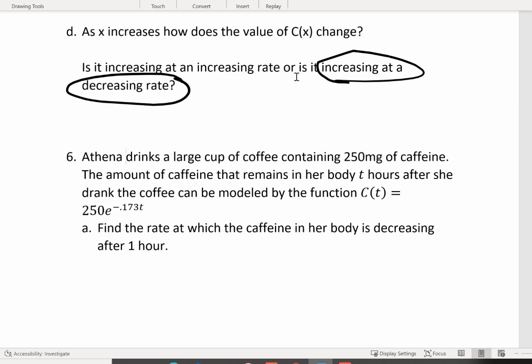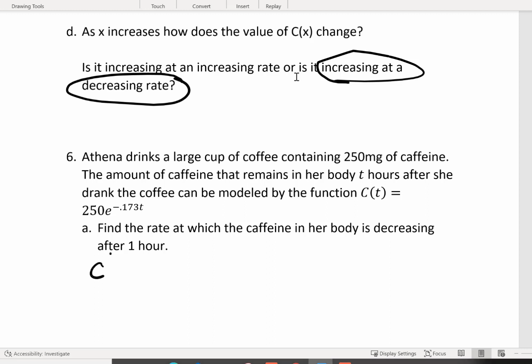Our last one says Athena drinks a large cup of coffee containing 250 milligrams of caffeine. The amount of caffeine that remains in her body t hours after she drank the coffee can be modeled by the function c of t is 250 e to the negative 0.173 t. We are going to first find the rate at which the caffeine in her body is decreasing after 1 hour, and then we're also going to find the rate at which it's decreasing after 5 hours. Let's start with 1 hour.